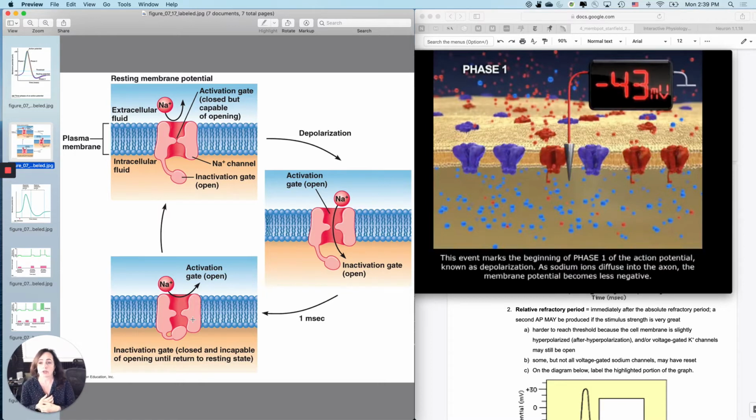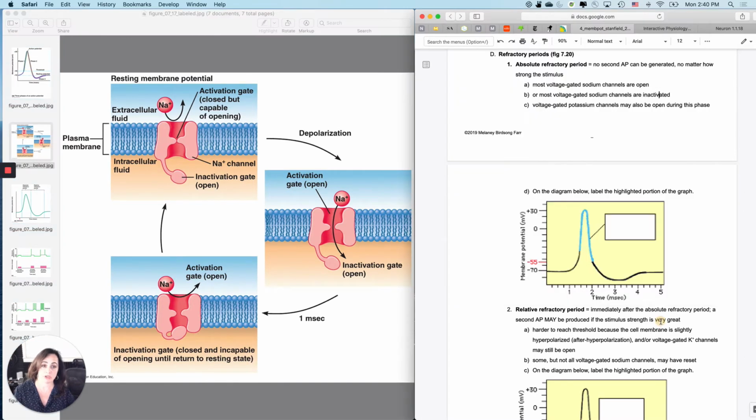So really what's going to happen is you are going to be in the absolute refractory period as long as your sodium channels are not in their original position, because they have to be back to their original position with the inactivation gate open and the activation gate closed, so that if they hit minus 55, they would open and allow something in. Okay, so what does absolute refractory period have to do with?